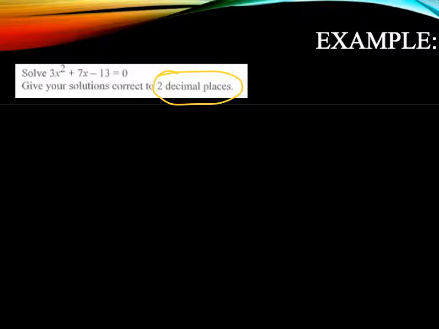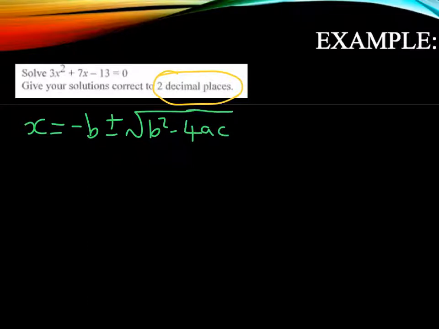Okay, let's make a start then. First of all, as ever, we're going to write down what the quadratic formula is. Whenever we're using a formula, it's always useful to write that down. So x equals minus b plus and minus the square root of b squared minus 4ac. Notice the square root is over all of this part, all divided by 2a.